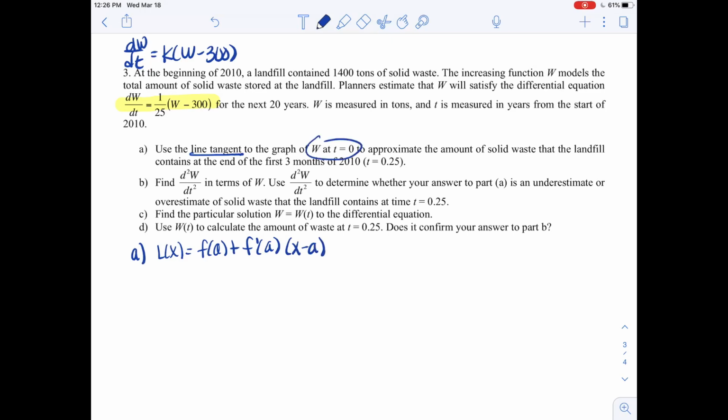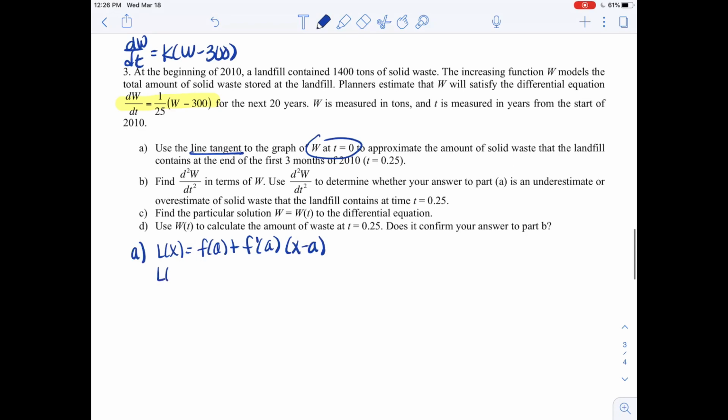Okay, in this particular case, you're talking about the tangent to the graph of w at 0. So maybe I'll call it L of t, because it's something about time, is equal to w of 0 plus w prime of 0 times t minus 0. You're going to have to be careful, especially with this w prime of 0. This dw/dt is not a function of t. It technically is, but in a weird way. It's more a function of w. So you need to plug the initial w value into this equation to get w prime of 0.